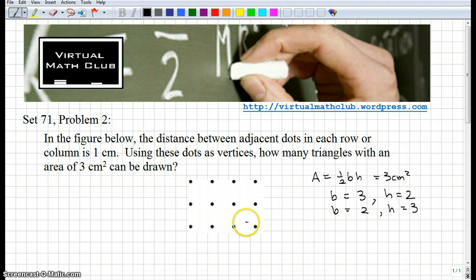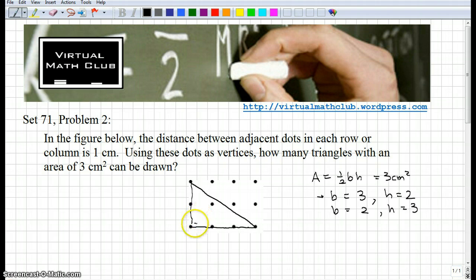So let's look at what we can do. Alright, so here's 1 centimeter, 2 centimeters, 3 centimeters. And I need a height of 2. So I've got to come all the way up to this row of dots. And if I create a triangle here, I have a height of 2 and a base of 3. So we're dealing with this case here. Base of 3, height of 2, and that'll give me 3 square centimeters.